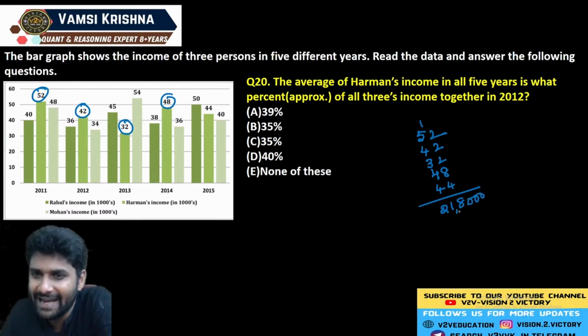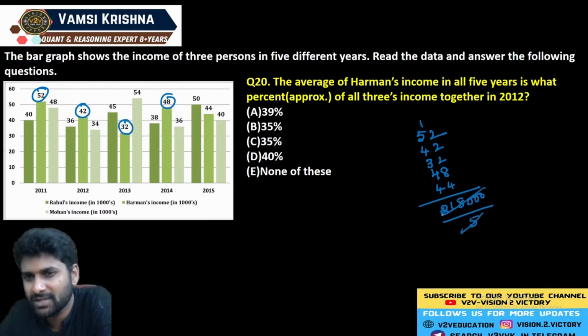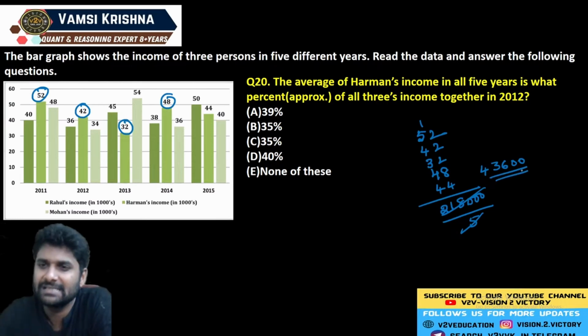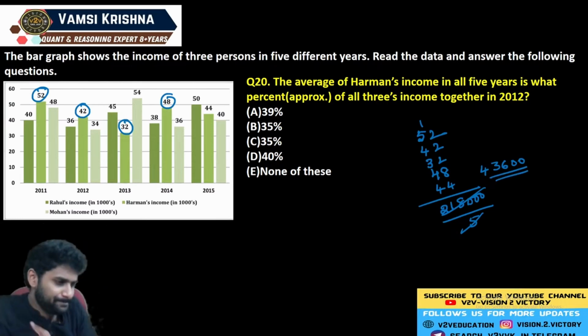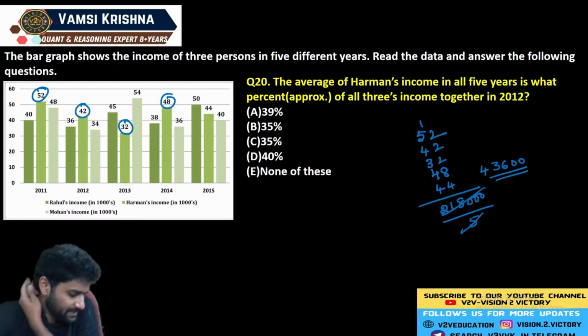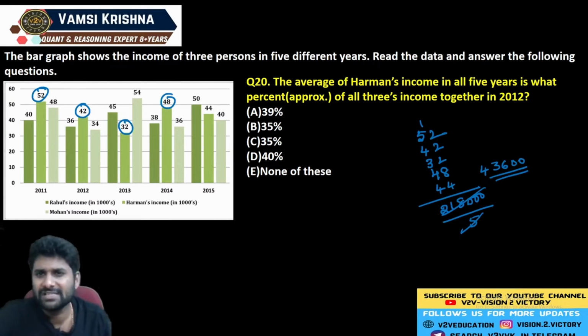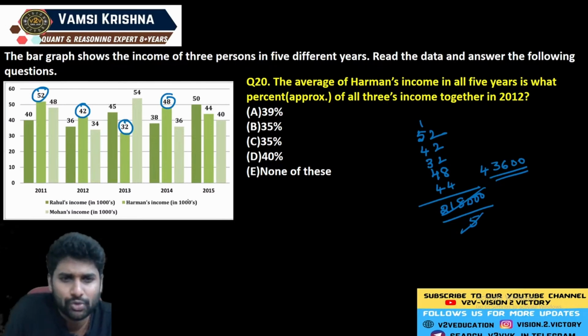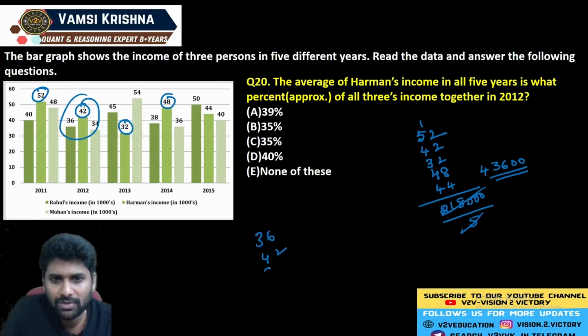So 2 lakhs 18,000. Why? Because each unit is multiplied by 1,000. We need an average, right? So divide by 5. Here 5 fours are 20, 5 threes are 15, we have 6, so 43,600. Hope it's clear. That's an average, guys. Average, you already know, is sum by number. Next one: what is the income of all together in 2012? 2012 all together: 36, 42, 34.